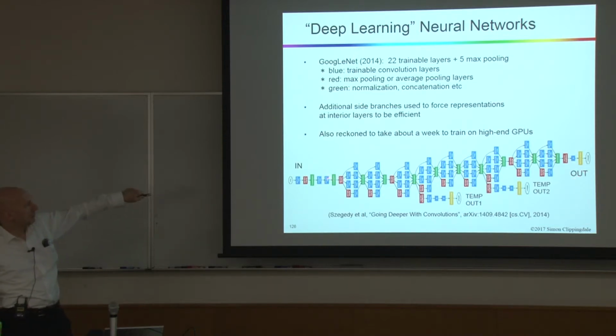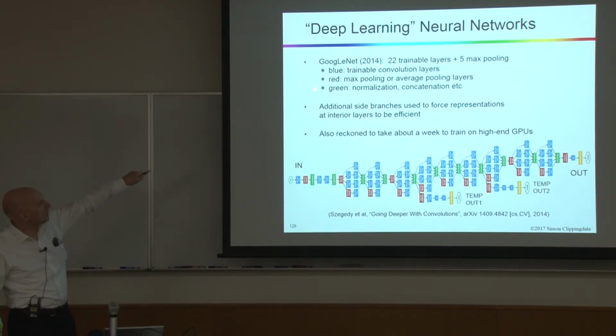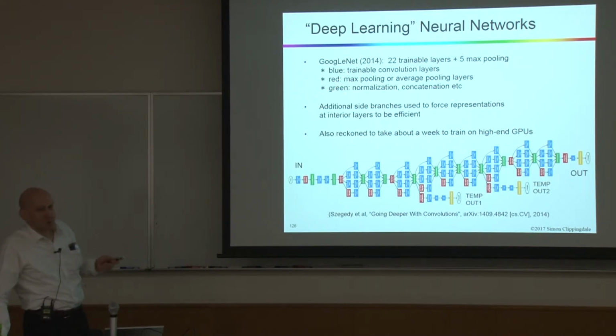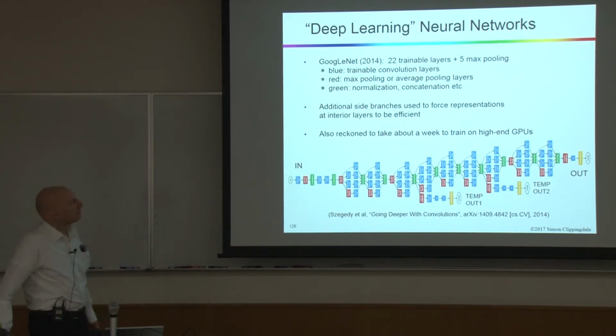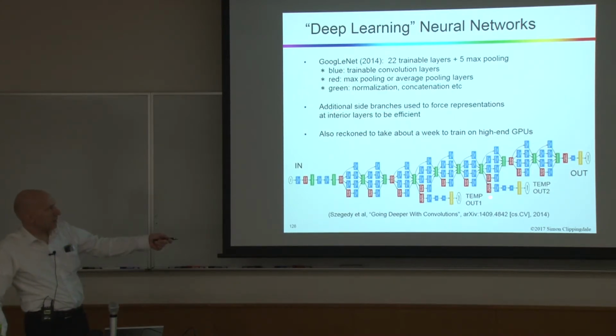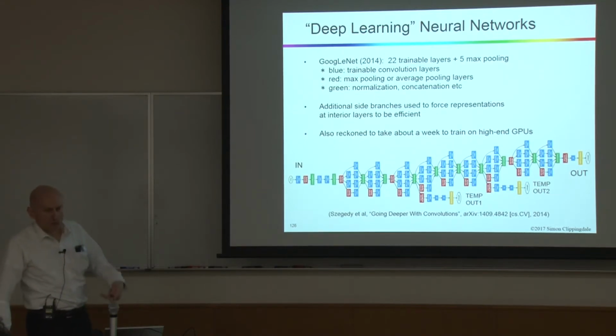The blue rectangles here are trainable convolution layers. The red rectangles here are max pooling or average pooling. And the green ones are normalization and concatenation and some other kind of housekeeping layers. There were also some additional side branches, this one here and this one here, which were used during training to keep the representations in the middle here sensible.